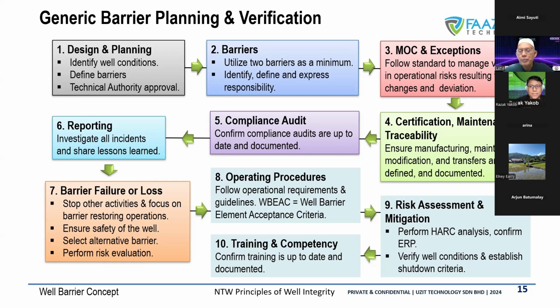So for example, you lost one. For example, you have a casing leak. Then you lost one of the barriers. Then of course the control of the well is still there because you have hydrostatic pressure. You have BOP, so you still can continue to kill the well and do the repair job.